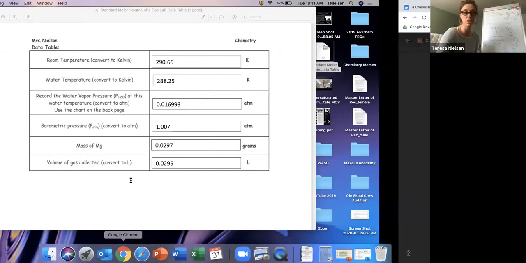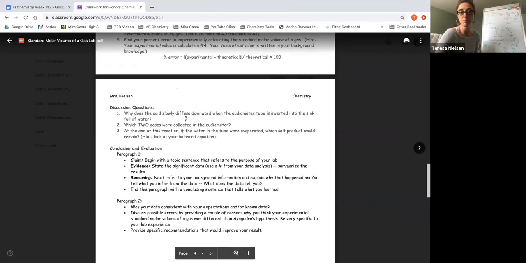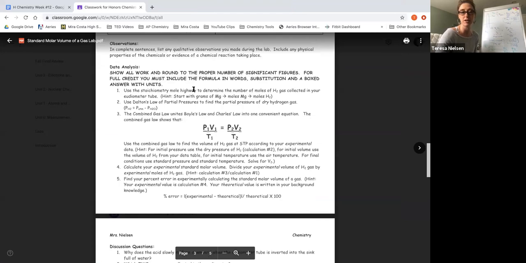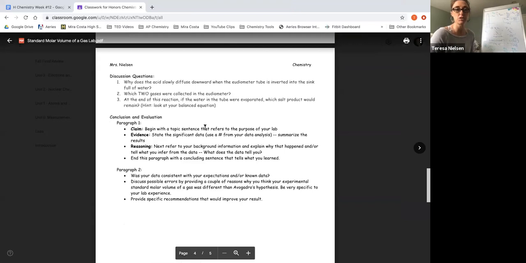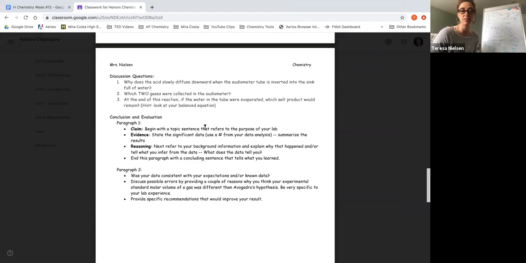All right, so let's just real quickly go back and talk about the 3 discussion questions. Before I do that, are there any questions about the calculations? Okay, let's talk about these 3 discussion questions. Number 1, why does the acid slowly diffuse downward when the eudiometer tube is inverted? So when you fill this tube up, you have it upright like a test tube, and you put 10 mils of acid and then the rest water. And then you flip it upside down underwater and the acid goes downward. Why does the acid diffuse downward?